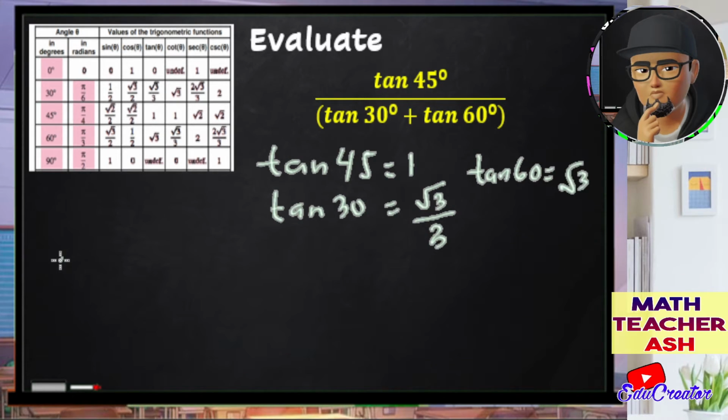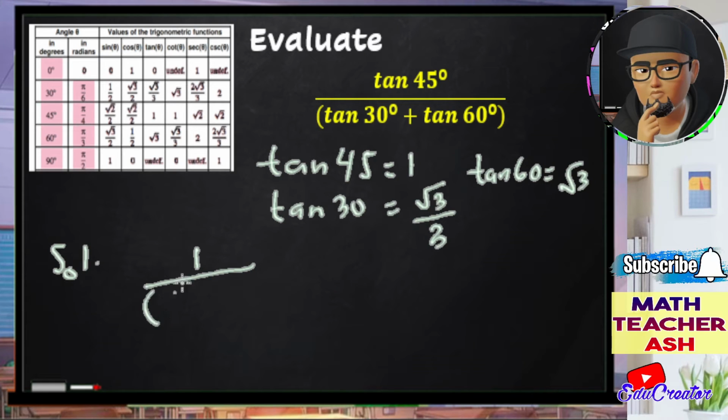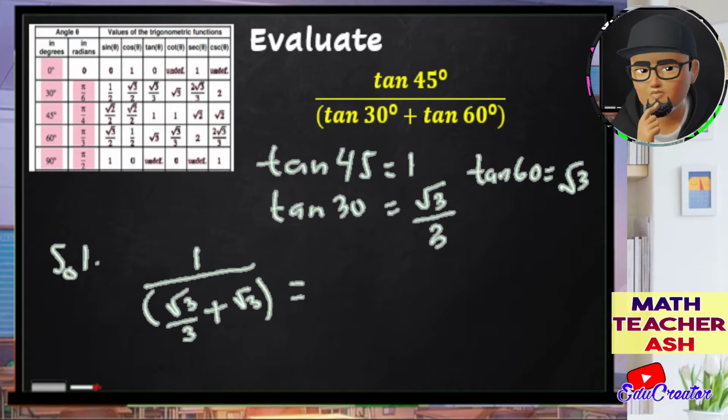So now, for our solution, we just substitute our tan 45 by this value, that is 1. So that will become 1 over our tan 30 degrees, which is square root of 3 over 3, plus tan 60, which is square root of 3. Then we close that one. So how do you simplify this?